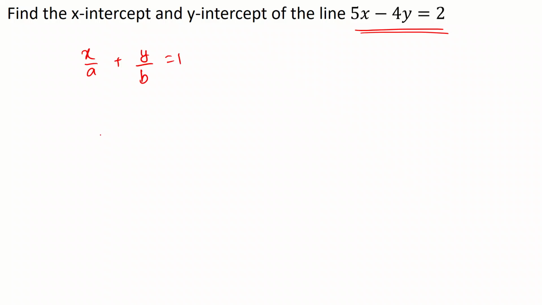So what do you do? You take 5x minus 4y is equal to 2. This is the original equation. You divide all of these terms by 2. So the first thing that you have to do is just try to get 1 on the right hand side. That is why you divide with whatever is the constant. So I get 5x by 2 minus 4 and 2 cancel out to give me 2y is equal to 1.